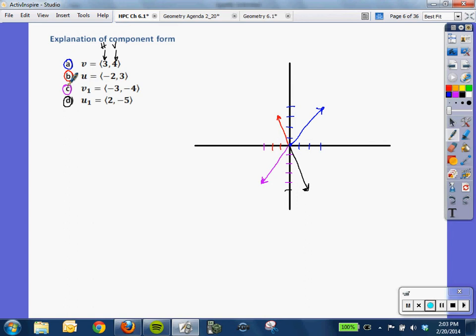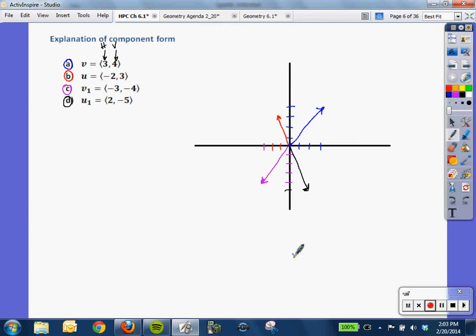Vector u here in red, we start off at the initial point at 0, 0. We go out a distance of -2. We go up 3. The component form is <-3, -4>. And we start at 0, 0 for the initial point. We go out -3. We go down -4. Last one here, <2, -5>. Start at 0, 0, go out to 2, go down to 5.